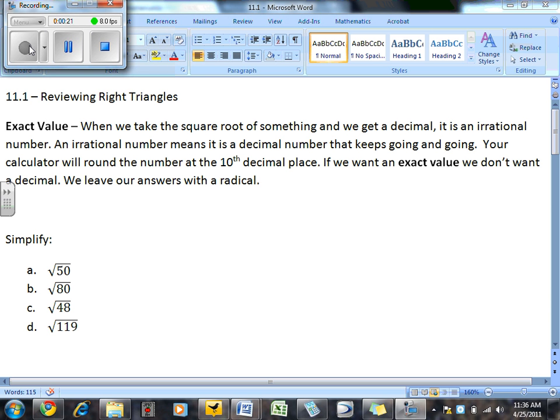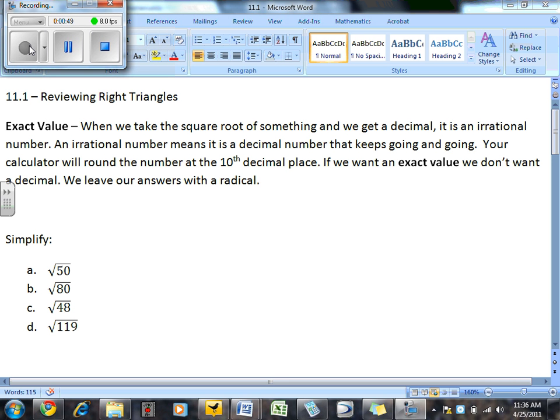If it doesn't have a whole number square root, we get a decimal, and that decimal continues to go on and on and on. It's actually called an irrational number. It just keeps going. And what your calculator actually does is it just rounds it, probably to the 10th place or the 9th place, depending on how far it goes out. So when we're talking about an exact answer, we want to leave our answer without a decimal. We want to leave it within a radical, within the square root symbol. We don't want a decimal.